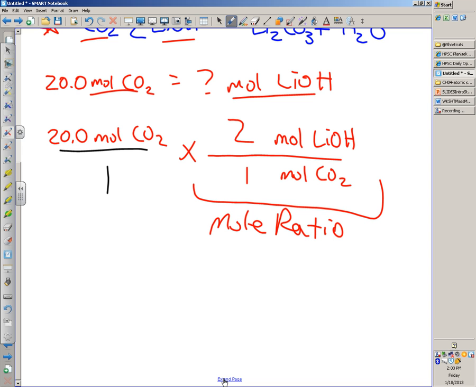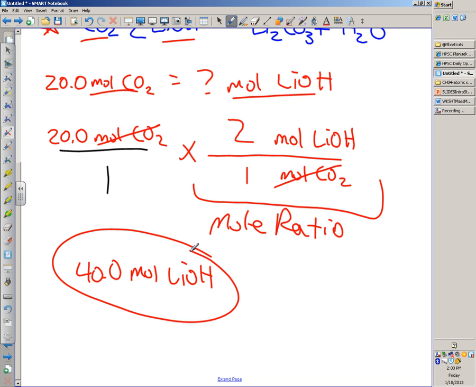Right? So, moles of CO2, one in the numerator, one in the denominator, they cancel each other out. The only unit that's left now in our conversion problem is what? Moles of lithium hydroxide, which is what we wanted, right? So then we do our math real quick here, right? So what's our answer going to be? 40.0 moles of lithium hydroxide.